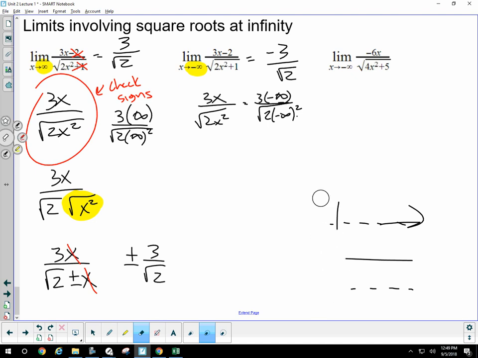Which one, Mr. Townsend, the positive 3 or the negative 3? That's the question. Yep.